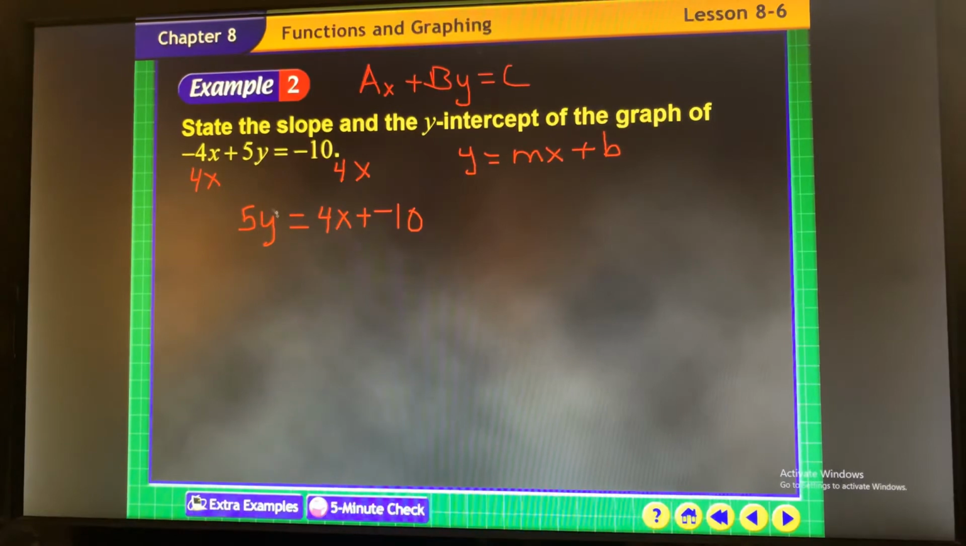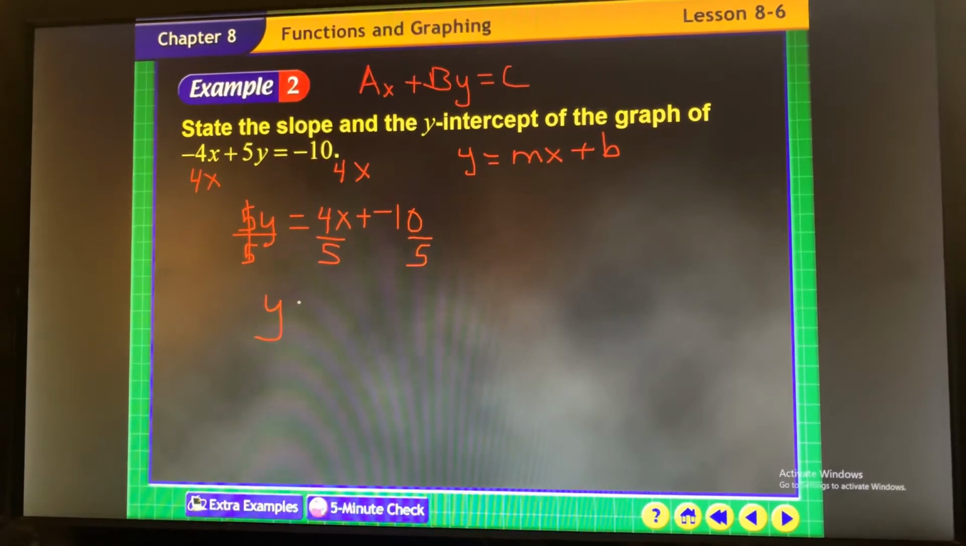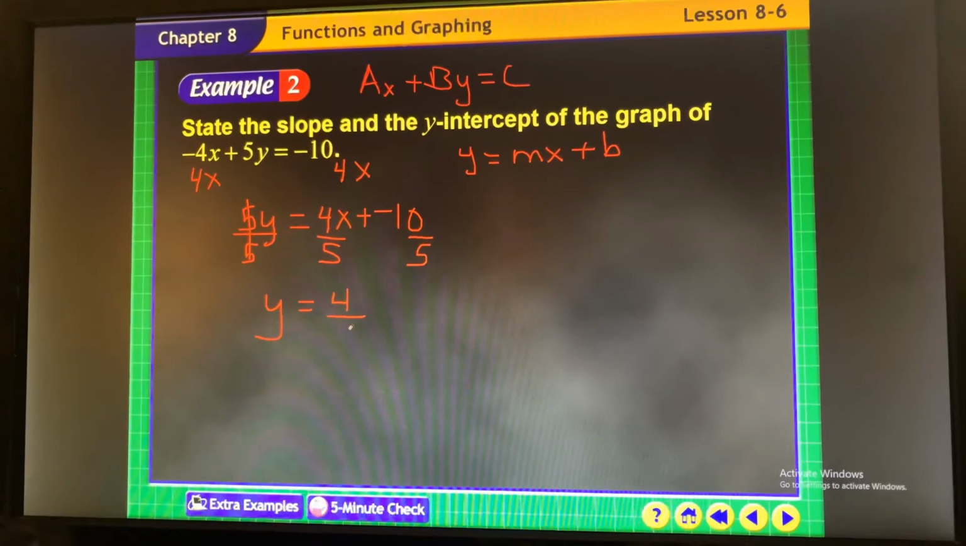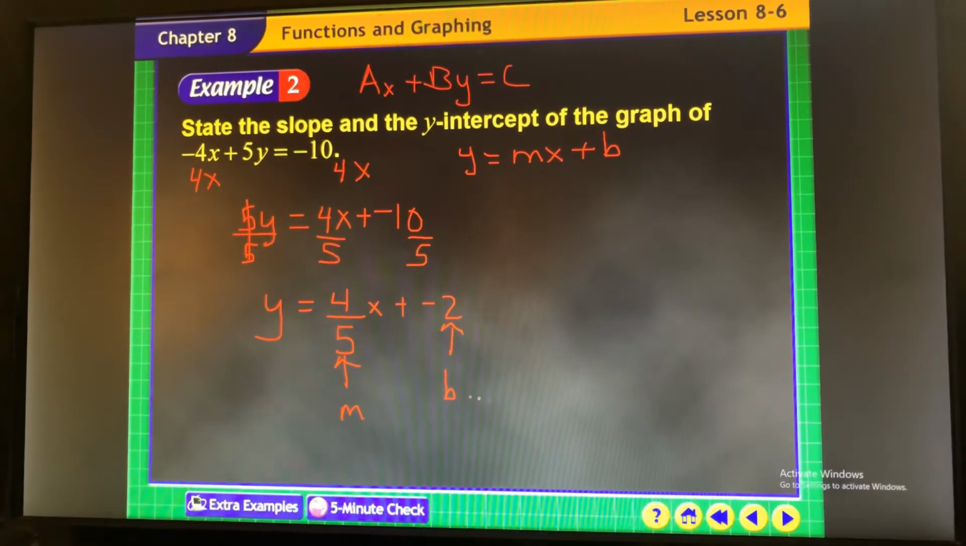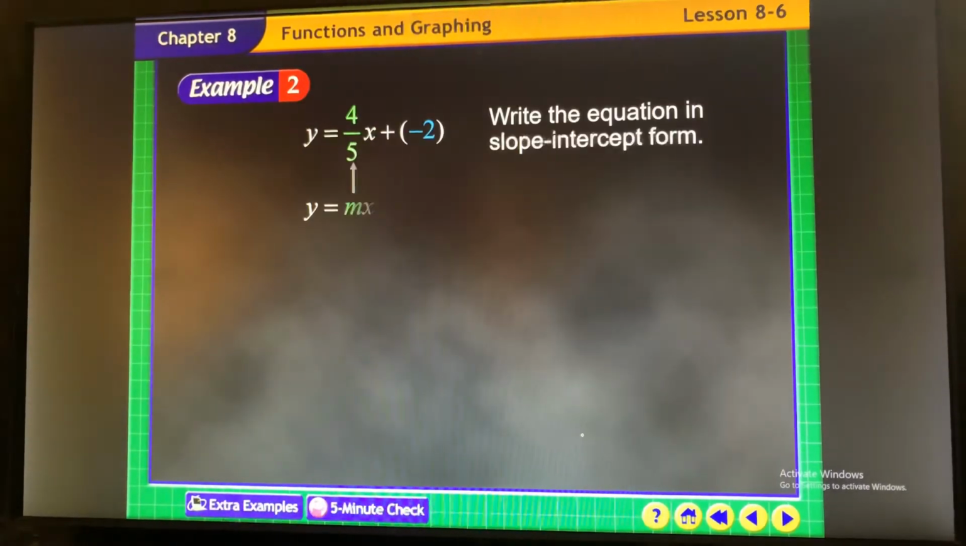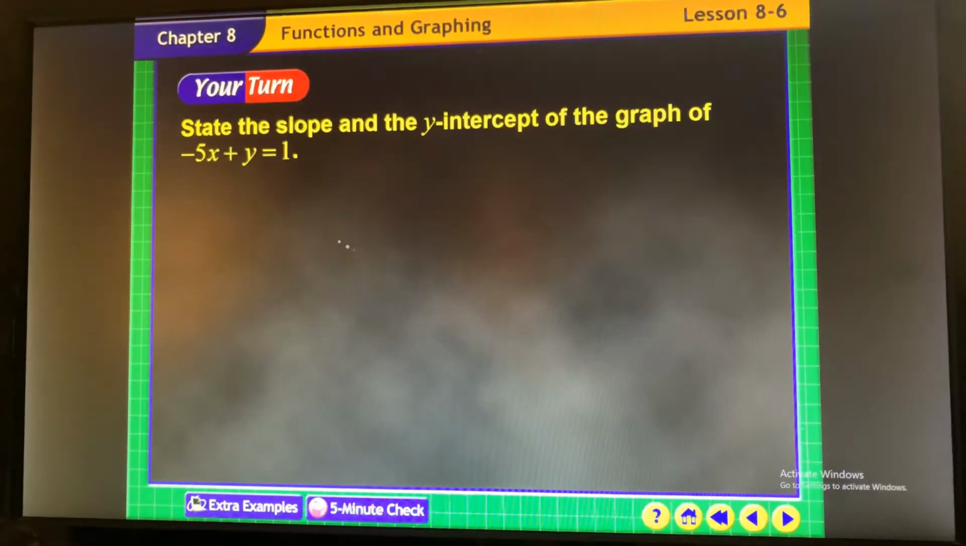Not done. Y is not by itself. Every single thing has to be divided by 5. That becomes 1. Y is now by itself. Slope, 4/5. Y-intercept, -2. Done. There's your M. There's your B. Done.